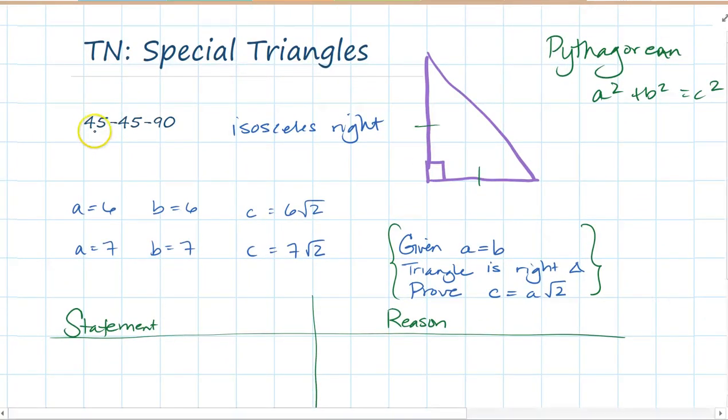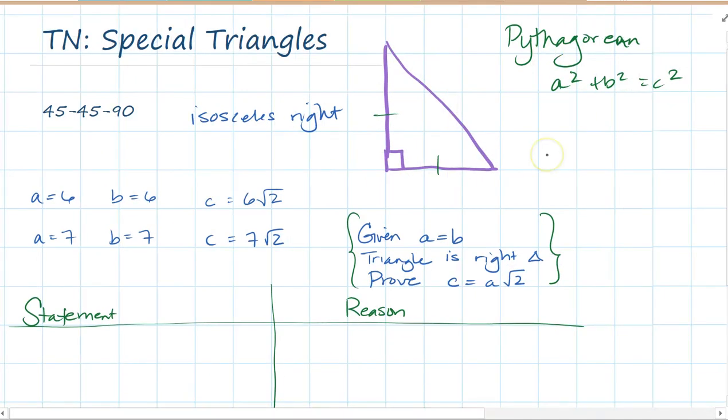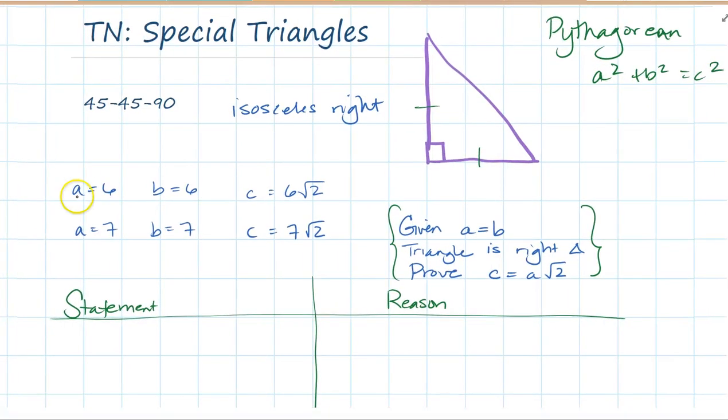I'm going to begin with the 45-45-90, which is also called an isosceles right triangle, symbolized here with two congruent sides and then a right angle sign. And this stems from the Pythagorean theorem, which is a squared plus b squared is c squared. So I've written some examples of what happens here to see if you can pick up on the pattern.